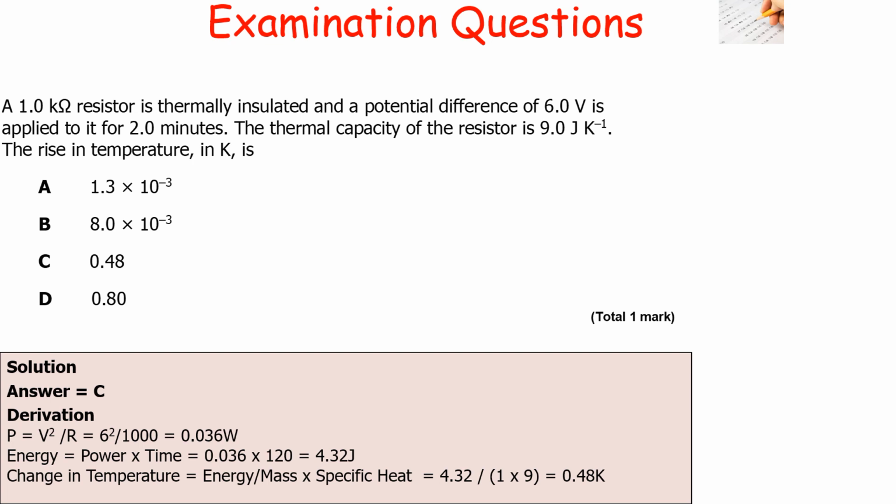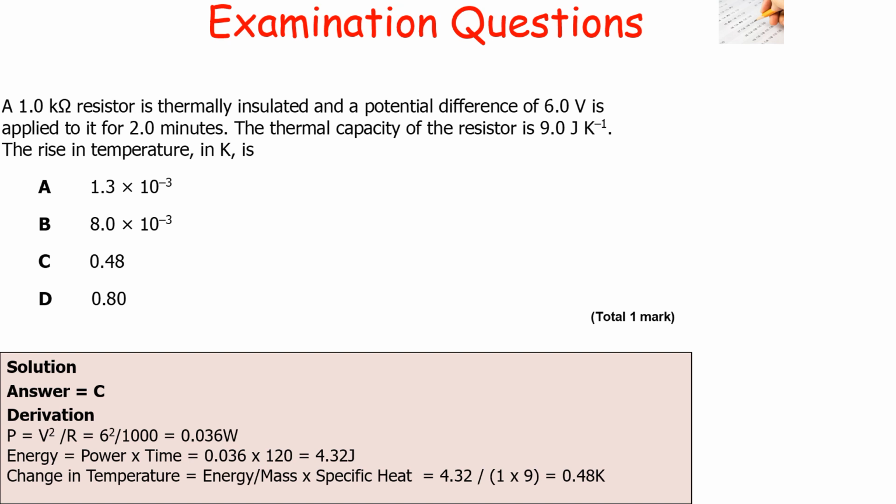We use this one because we've got R and V in the question. So therefore we can work it through, remember converting 1 kilo ohm to 1000, and we get our power to be 0.036 watts. Now we know energy is power times by time, so the energy that we've expelled in this particular time of 2 minutes, which is 120 seconds, is 4.32 joules.